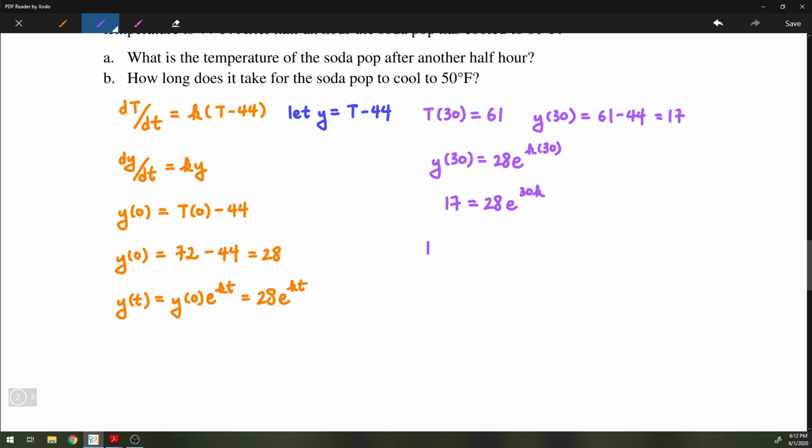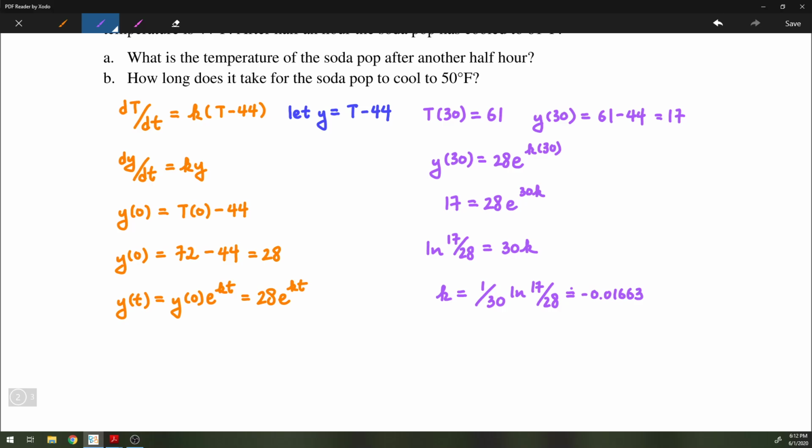And then we do the same thing as before. So ln of 17 over 28 is equal to 30k. In other words, k is equal to 1 over 30 times ln of 17 over 28. And we can find out what that number is. Rounded, it's going to be negative 0.01663. And it makes sense that k is negative because the temperature is dropping, right? So it's lowering.